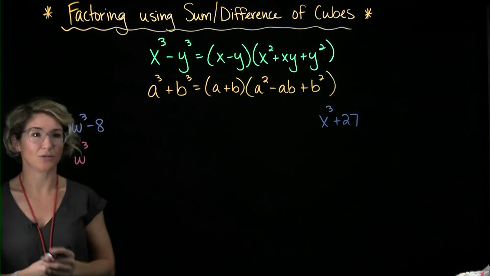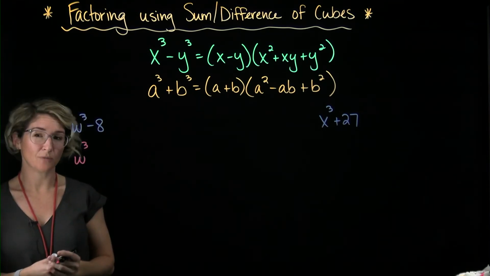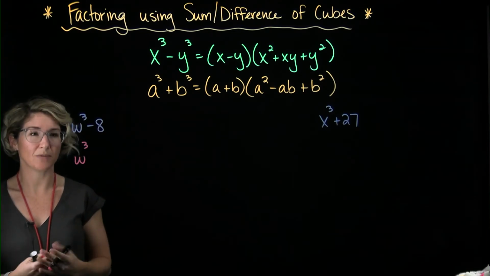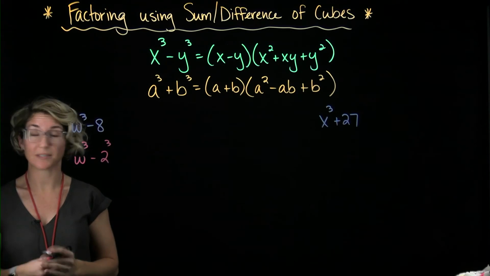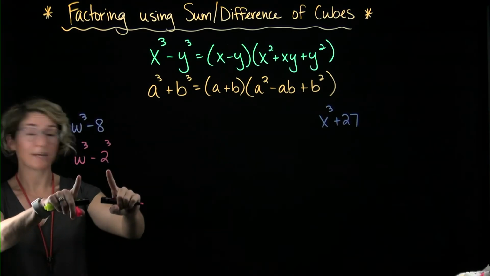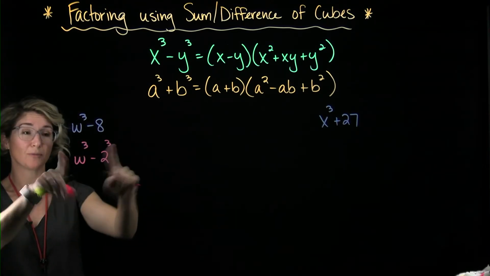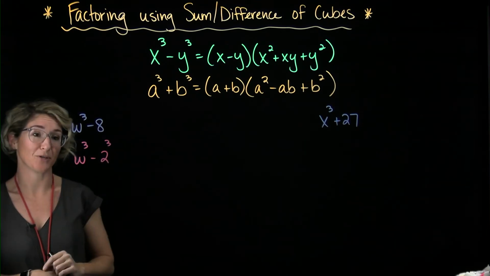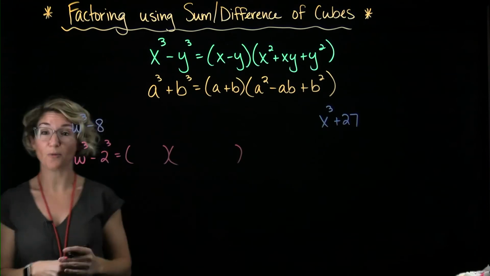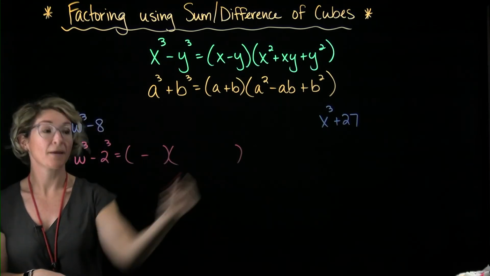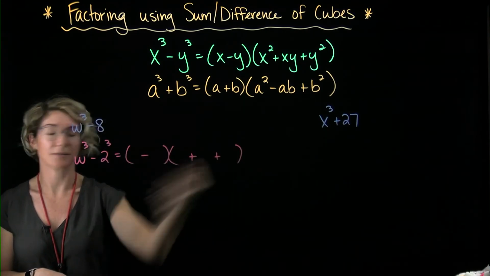I have the w that's cubed. What cubed, what times what times what, gives me 8? Can I say 2? 2 cubed is 8? So now it looks like the form that I need. I have two terms, both being cubed, and I can use my difference of cubes formula. SOAP, same sign, opposite sign, always positive.